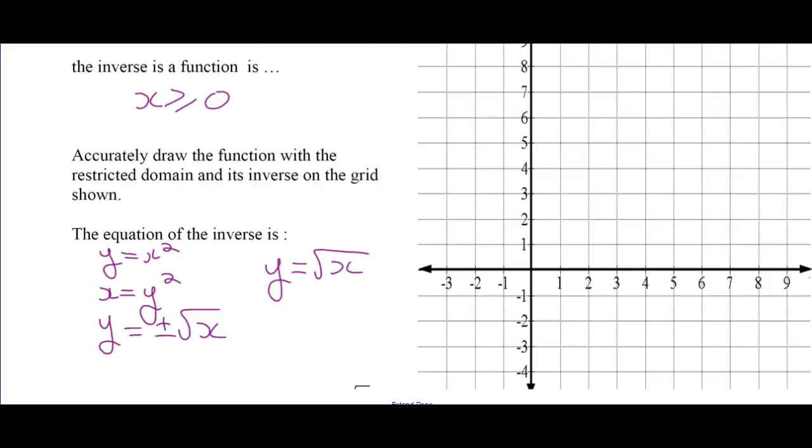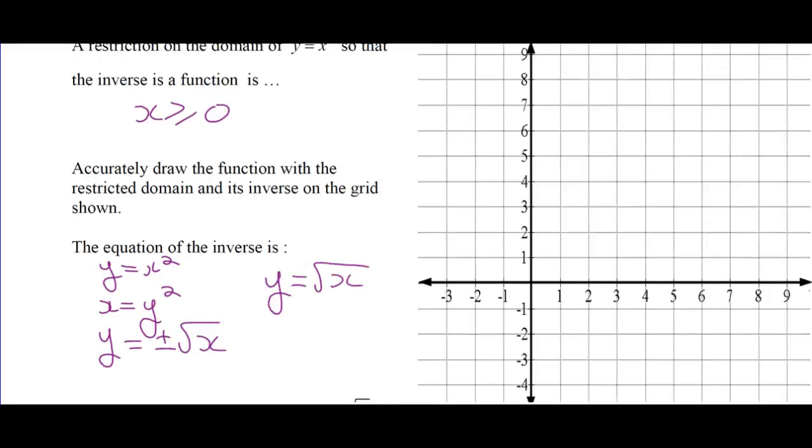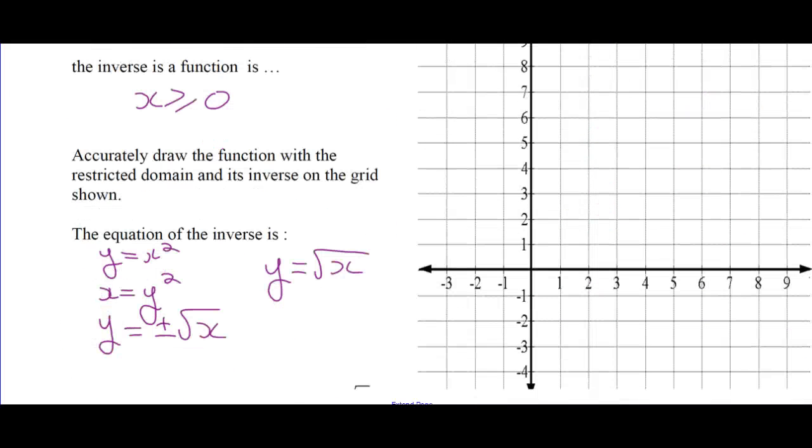Actually, draw the, oh, I guess we're supposed to do it on this grid. Oh, well. Hopefully you did that. So it's this, and then it's this. So reflection in that. These actually kind of cross.